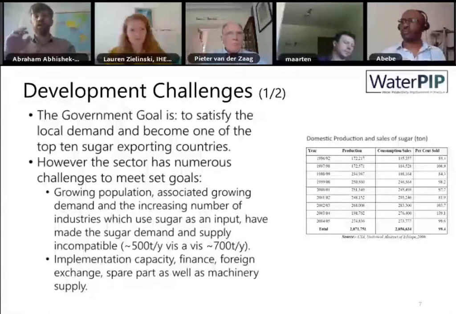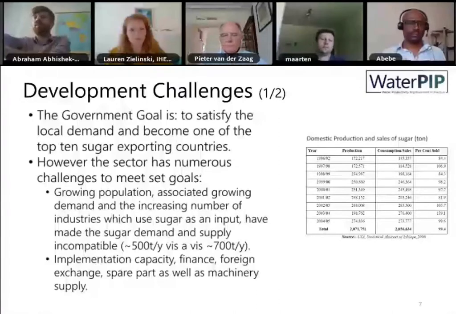However, the sector does have quite a lot of challenges to meet these goals. As I mentioned, the growing population has just meant that the sugar demand has not been able to meet the supply. And that really relates to the implementation capacity. The finance available, foreign exchange, spare parts, as well as machinery supply, which also was highlighted by Abera's presentation, that all the spare parts for the draglines, etc., all have to be bought with foreign currency, and that is a very big challenge.